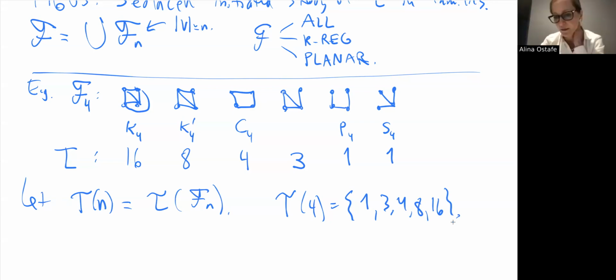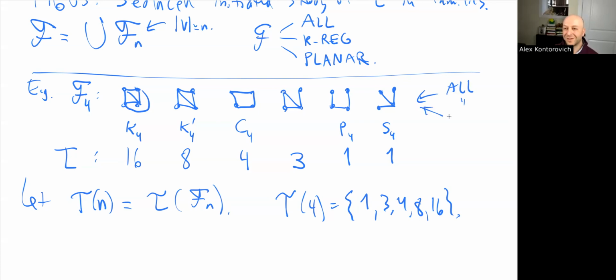Sorry, Alex, there is a question, yes. So this could either be all or planar because all graphs on 4 vertices are planar anyway. Only when you get to graphs on 5 vertices do you now have the complete graph on 5 vertices is not planar. So that's where these two would be different. These are not K-regular, so it's a different family.